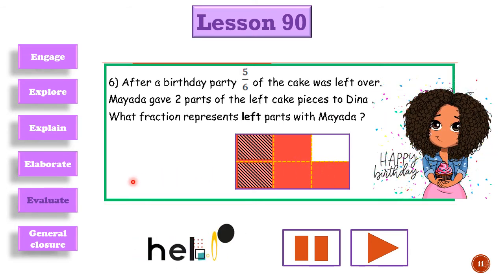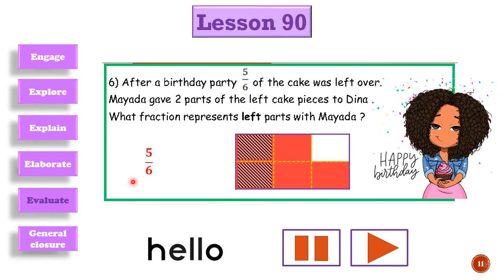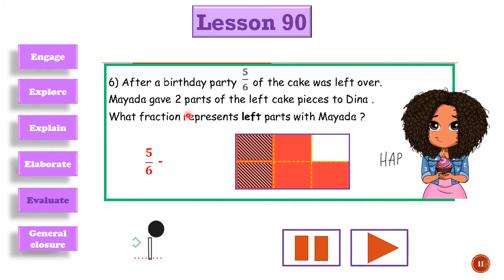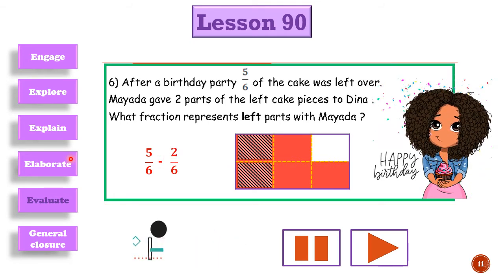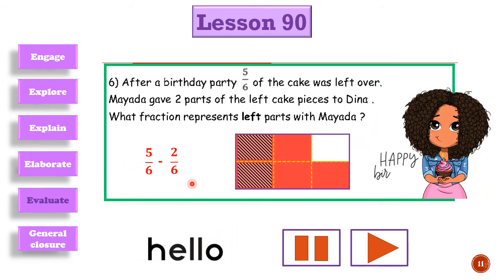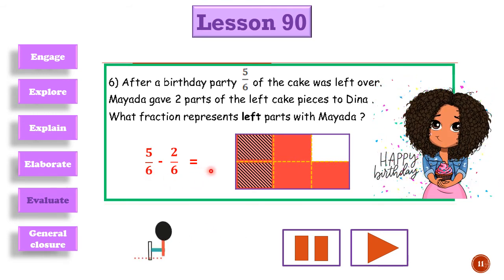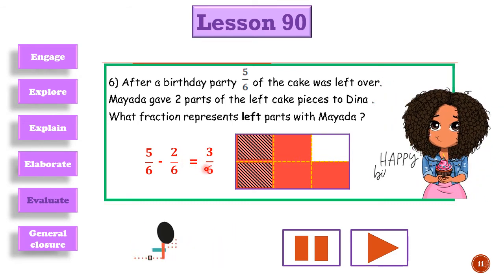Now let's do it mathematically. It will be 5/6 minus 2 parts out of 6, which is 2/6. The rest will be, with the same denominator as it is, just subtract the numerators. 5 minus 2 equals 3 parts out of 6. Good job.